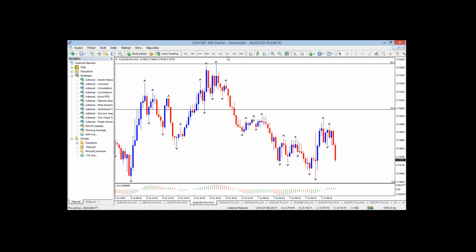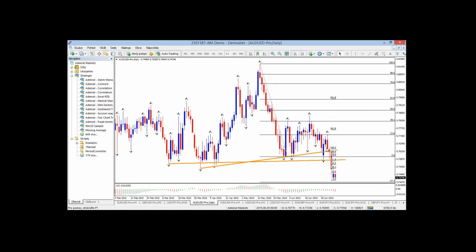Otherwise, let me show you the break that happened on the long term here. That's this break, this bottom here, and these trend lines. No matter how you draw it, it's broken. There was a massive momentum here. After a lot of whipsaws, it finally has broken.